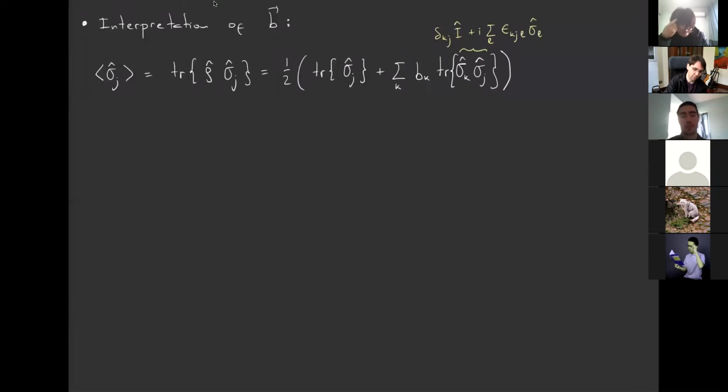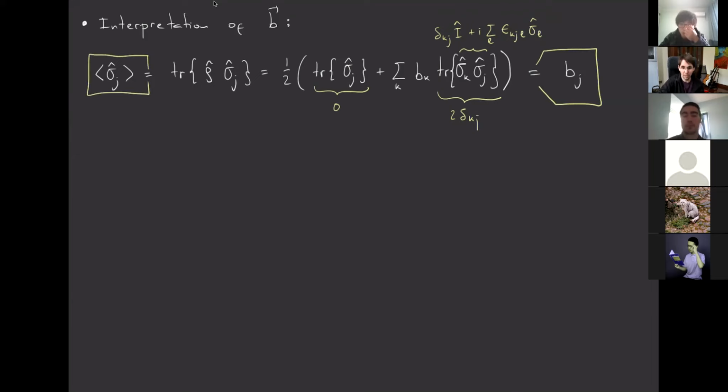But now everything is very simple, because we know that the trace of the Pauli operators is 0, and now the trace of the product will be equal to the trace of the identity, which is 2. So this is 2 delta kj, plus the trace of the Paulis, which is 0, multiplied by something, so it's 0. So when you put everything together, this is equal to what? Bj.